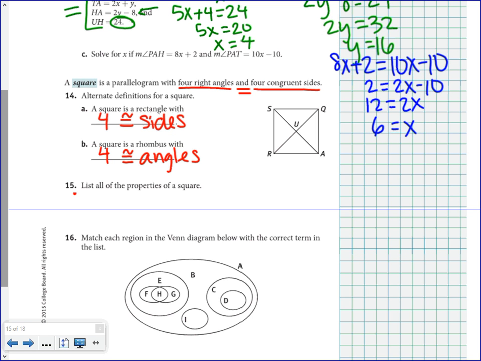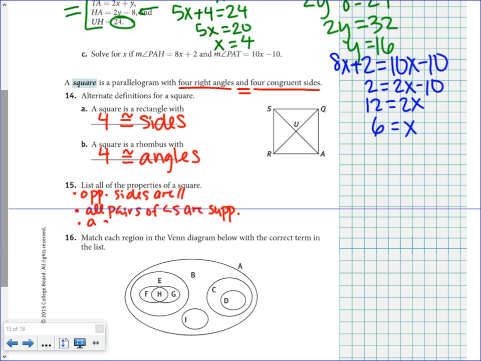So opposite sides are parallel. All of the pairs of angles are supplementary. So these two are supplementary. These two are supplementary. Your consecutive angles are supplementary, but also the opposite angles are supplementary because they're all 90 degrees. So any pair of angles that you pick, 90 and 90, are always going to equal 180.